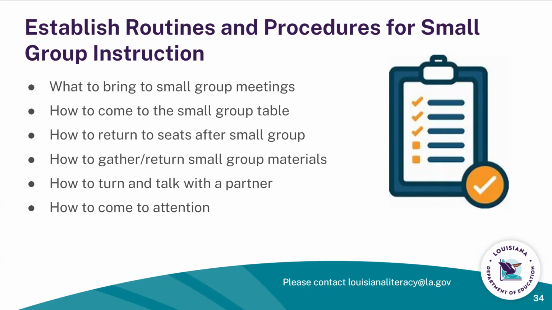Some examples of routines and procedures to implement during the first 6 weeks of school to ensure effective and efficient small group instruction are what to bring to small group meetings, how to come to the small group table or meeting space, how to return to their seats after small group, how to gather and return small group materials, how to turn and talk with a partner, and how to come to attention. Even after establishing these routines and procedures at the start of the school year, please keep in mind you'll still probably need to revisit these following extended breaks and holidays.